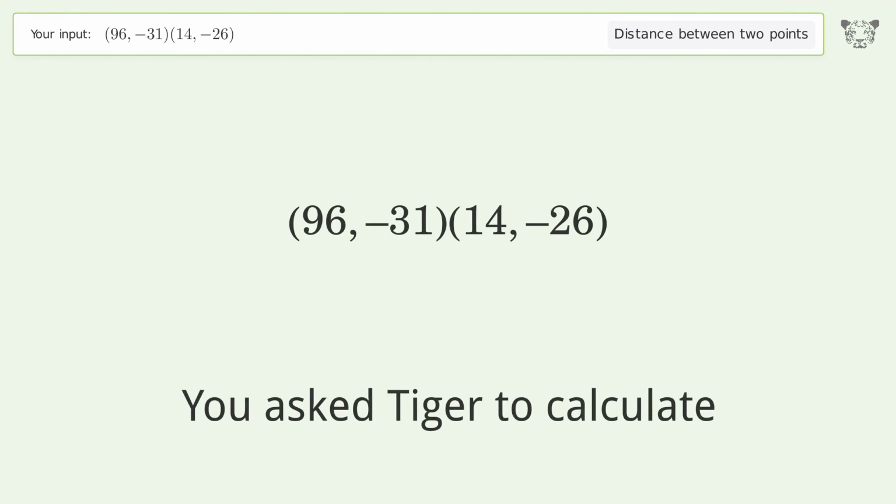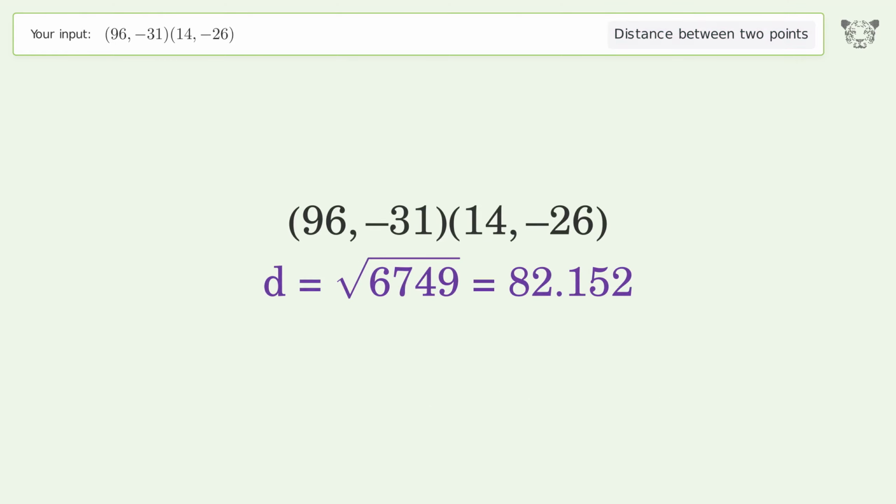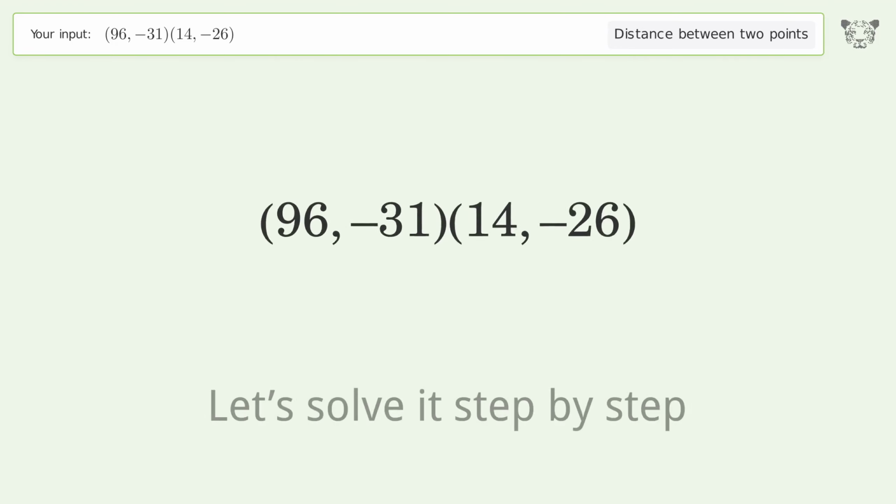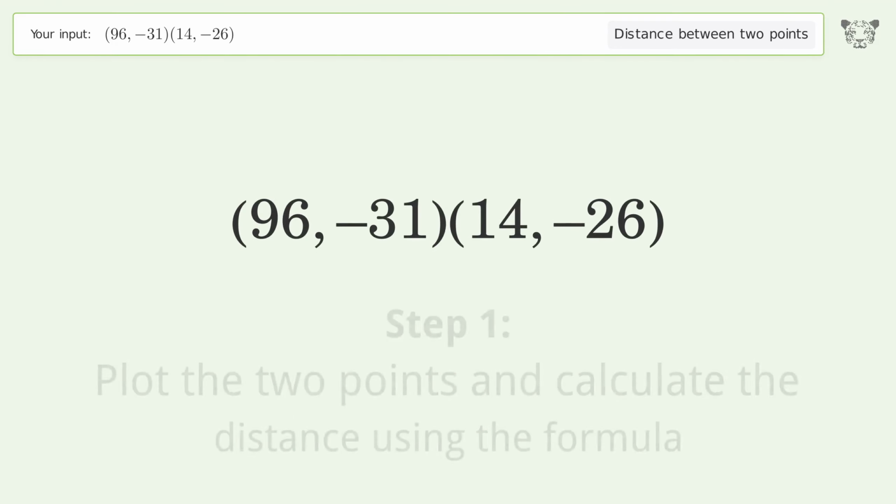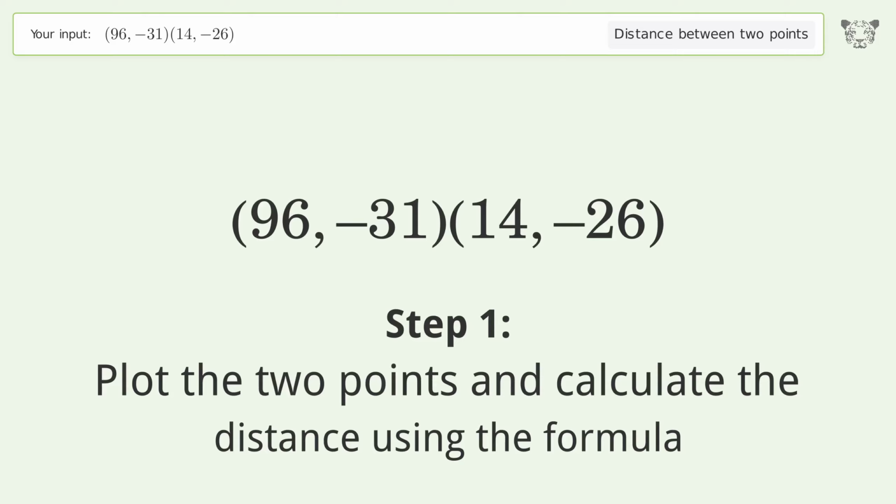You ask Tiger to calculate. This deals with the distance between 2 points. The distance between the 2 points is the square root of 6,749, or 82.152. Let's solve it step by step. Plot the 2 points and calculate the distance using the formula.